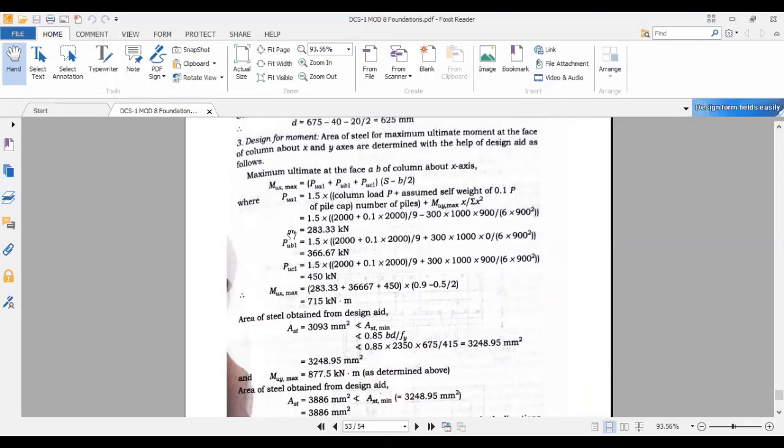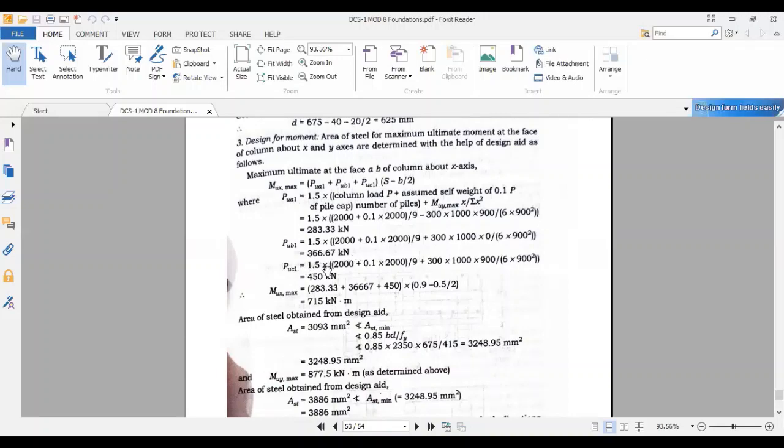So from this we get the value as 283.33 kilonewton. Similarly, the value of PUB1 is 1.5 multiplied by 2000 plus 0.1 multiplied by 2000 divided by 9 plus 300 into 1000 here, because it is at the center itself, so this value becomes 0, divided by 6 into 900 square. So this comes out to be 366.67 kilonewton.